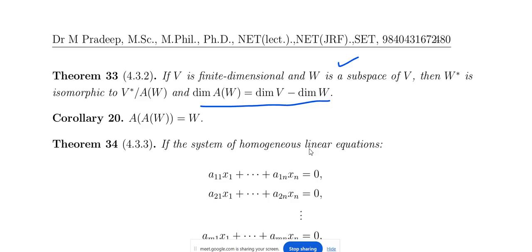W is a subspace and V is finite dimensional, so W star is isomorphic to V star divided by A(W), with the condition that the dimension of A(W) equals the dimension of V minus the dimension of W. Similarly, the annihilator of the annihilator of W equals W.